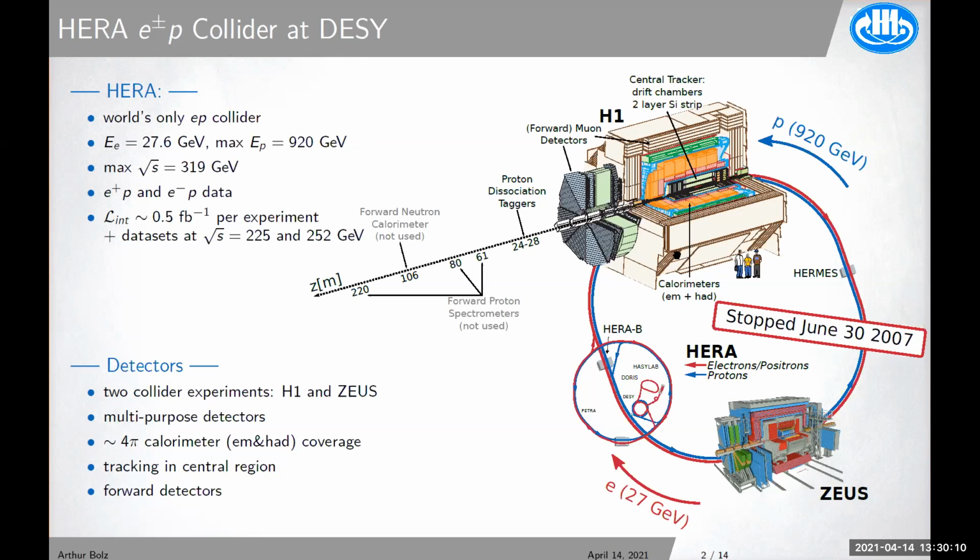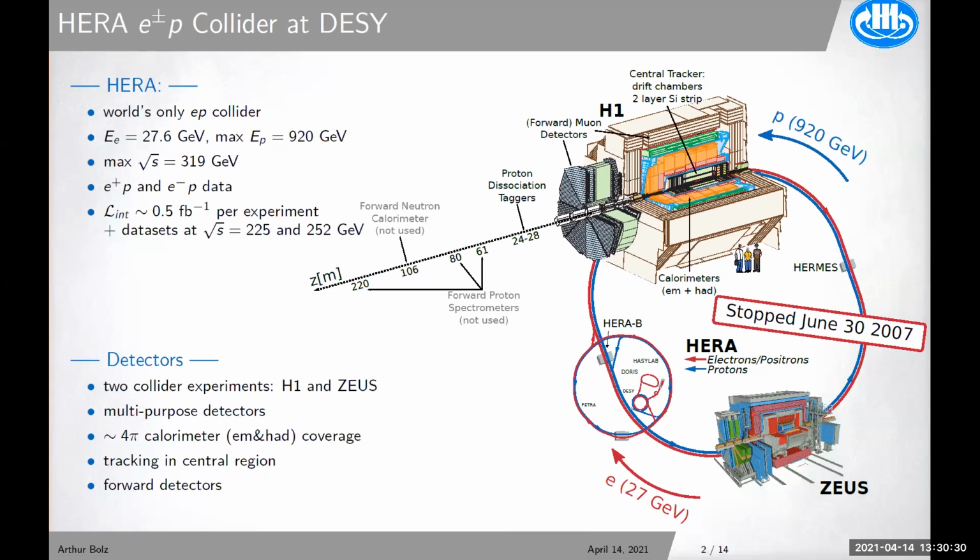H1 was, as you know, a large multipurpose detector having in particular very good calorimetry covering the full solid angle, then good tracking in the central region. What we had in H1, which is important for this measurement, were various forward detectors for the measurement of the scattered proton, both for the elastic and proton dissociative case.